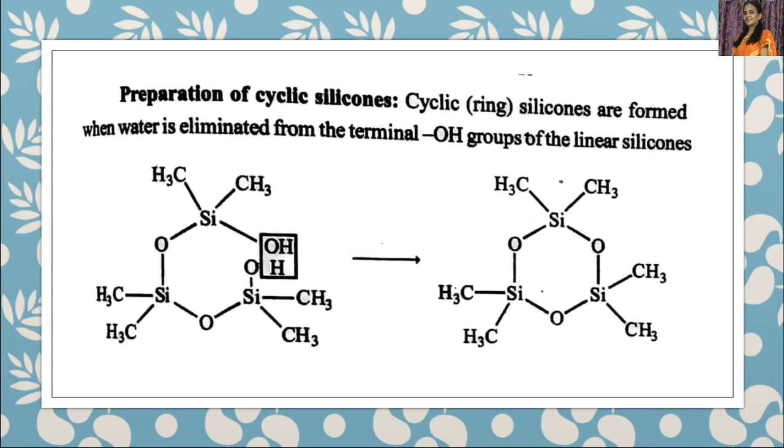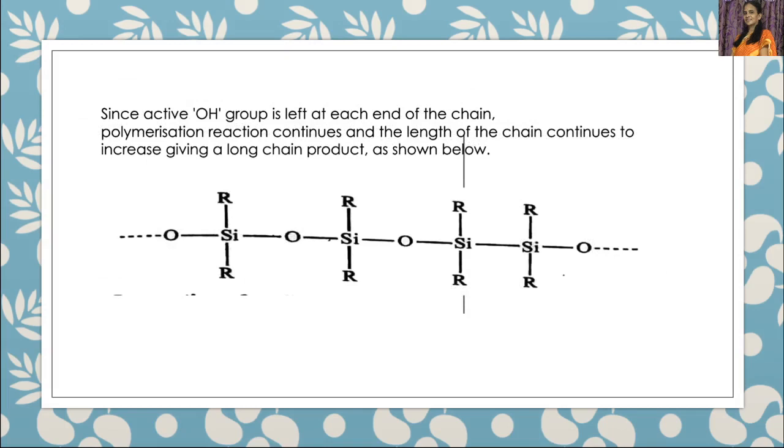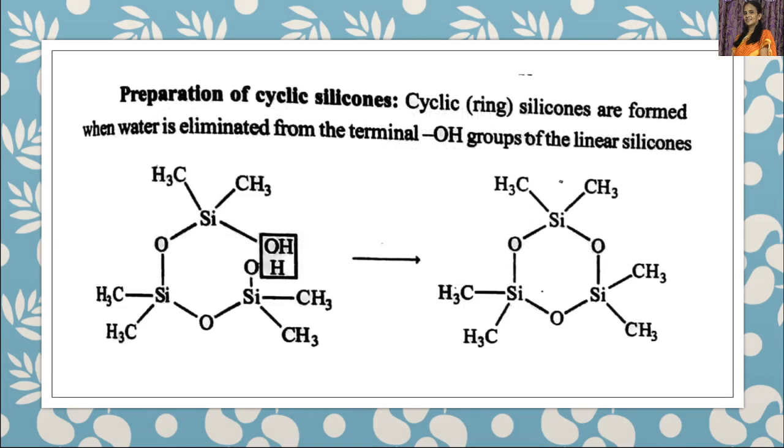Next one, preparation of cyclic silicones. Cyclic silicones are ring silicones. They are formed when water is eliminated from the terminal OH groups of the linear silicones. See here, this is the linear silicone, this is the terminal OH, this is the terminal OH. If a water molecule is removed from these terminal OH groups, we will get a silicone like this.